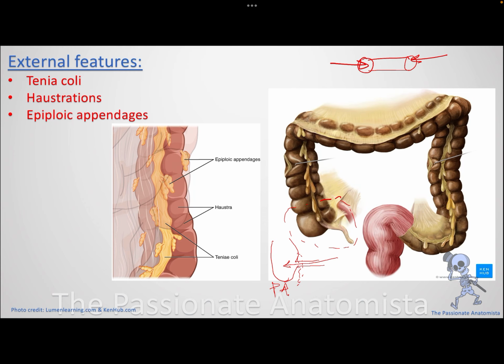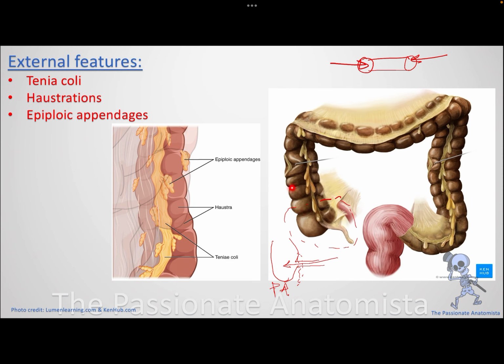Now, the important external features of the large intestine or the colon: we have something called the Taenia coli. What is Taenia coli? The Taenia coli is ribbon-like. It's kind of a modification of the external longitudinal muscle layer of the colon, and it condenses. We have bands of muscle fibers anteriorly and posteriorly in the colon. They are important because they shorten the wall of the large intestine.